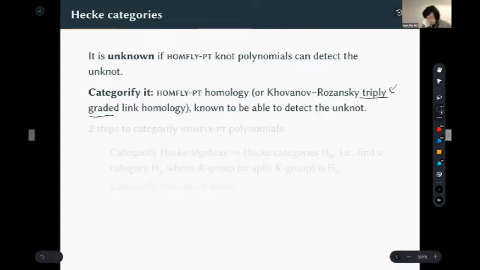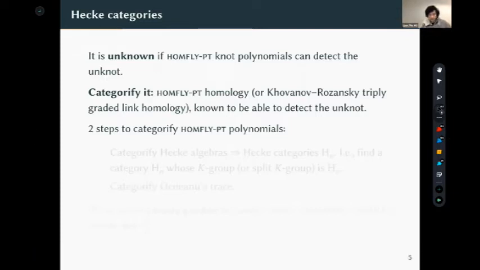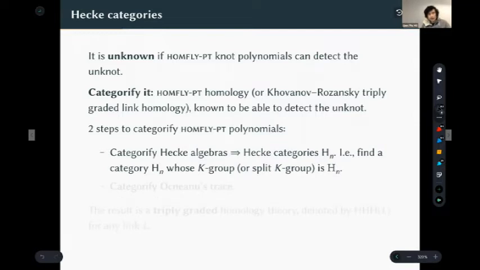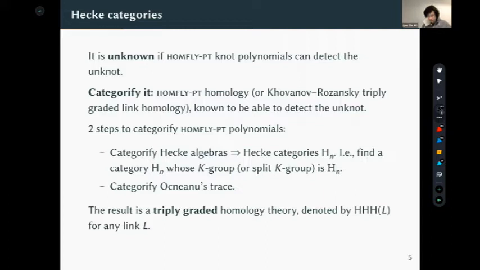And so how does one go about categorifying the HOMFLY-PT polynomial? There are two steps. The HOMFLY-PT polynomial started with the Hecke algebra, so we want to categorify it. The first step is to categorify the Hecke algebra, meaning you want to find Hecke categories, namely find the category H_n whose K group, or split K group, is the Hecke algebra that we saw earlier. We want to construct a category whose K group recovers what we started with. And then we want to categorify the Ocneanu trace, the Jones-Ocneanu trace. That would allow us to produce HOMFLY-PT homology. The resulting thing is a triply graded homology theory denoted by HHH(L), for a link or knot L. So that's just notation.